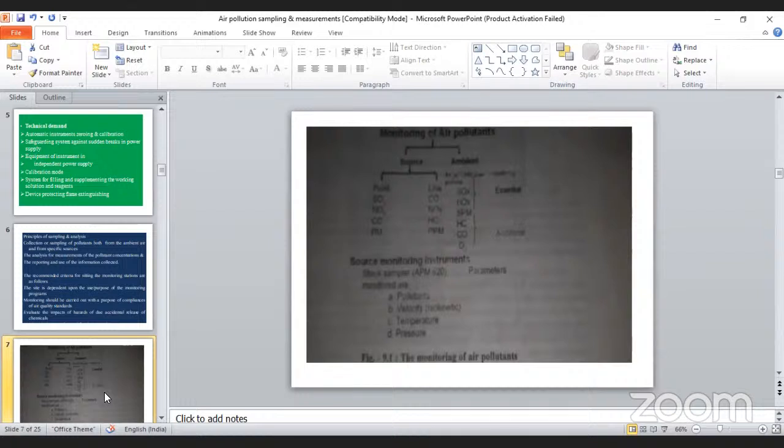And when we are doing the analysis with a particular instrument, that is called a stack sampler, 622 APM, very important parameters are supposed to be noted. Without these parameters, whatever data we are generating won't give a clear idea about the pollutant level at one particular point. That is, the pollutant, velocity, temperature, and pressure of the location where we are doing the sampling.